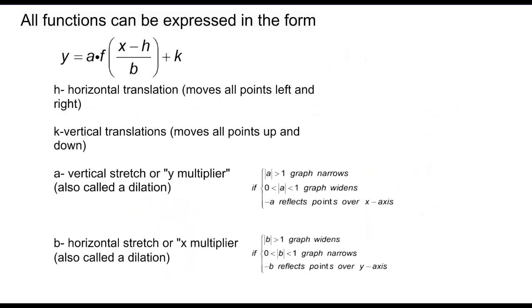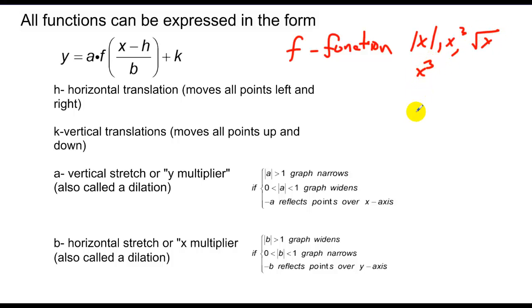So here are some general truisms about any kind of graph. Any kind of graph, and this is super important, can be written in this form: y equals a times f of (x minus h over b) plus k. Now, f refers to the function. And that function could be an absolute value, could be an x squared, could be a square root, could be x cubed, could be almost anything.